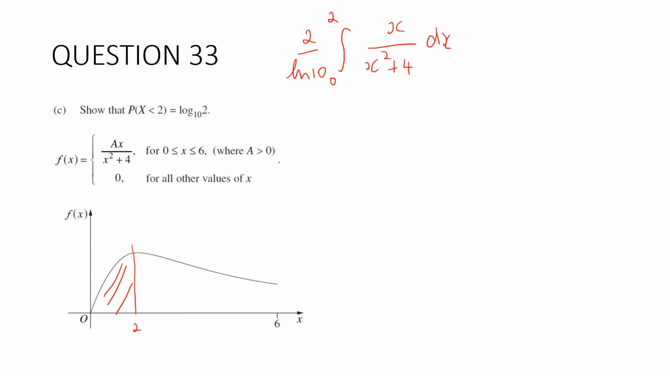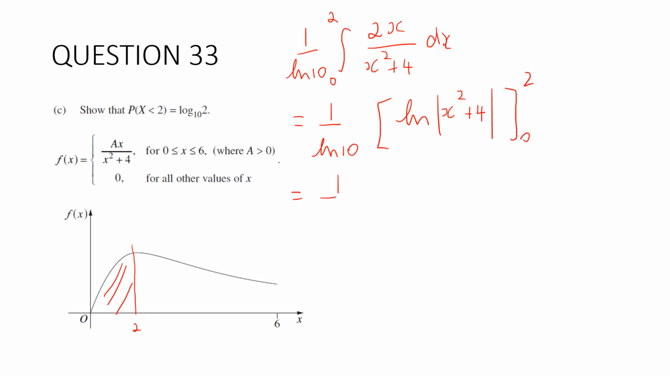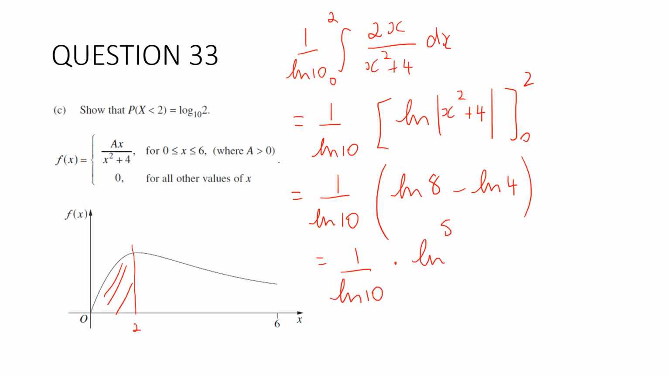Actually, I'm going to change my mind. I'm going to borrow that 2 and put it back in here because I need it. Equals 1 on ln 10. Integrate ln x squared plus 4, between 0 and 2, substitute in. 1 on ln 10, ln 8 take away ln 4, equals 1 on ln 10 times ln 8 over 4, which is ln 2. So we end up with ln 2 over ln 10.